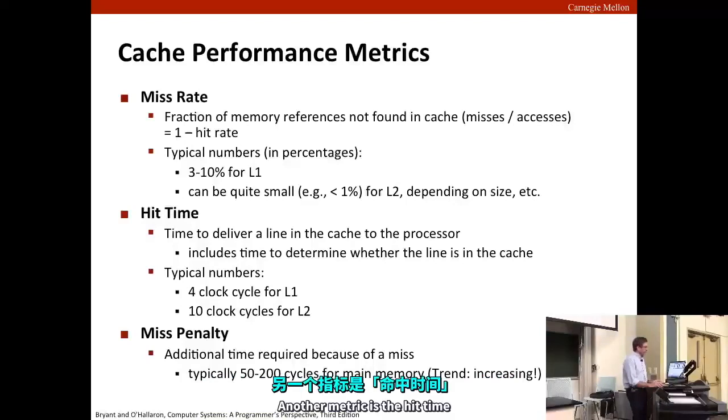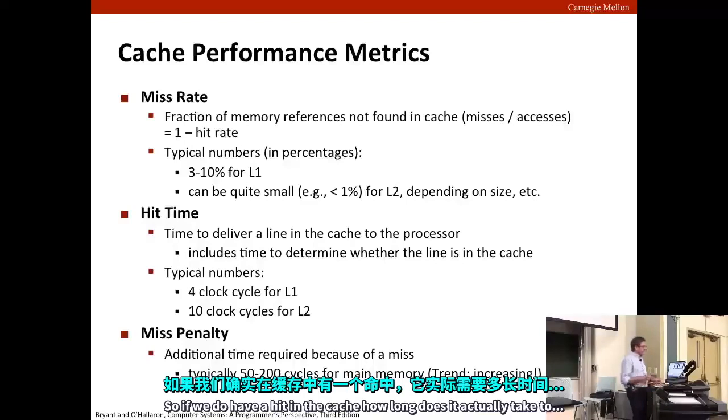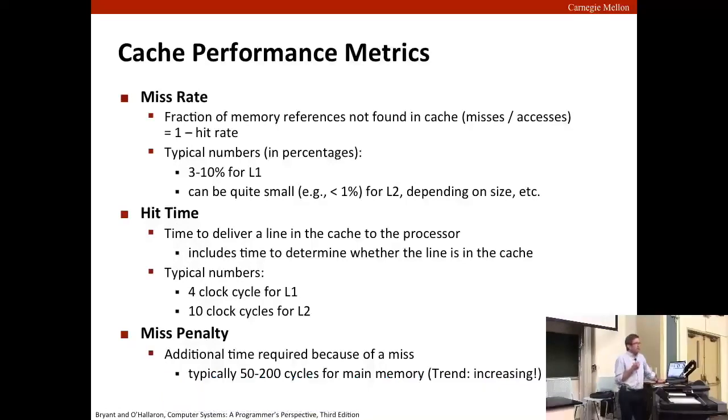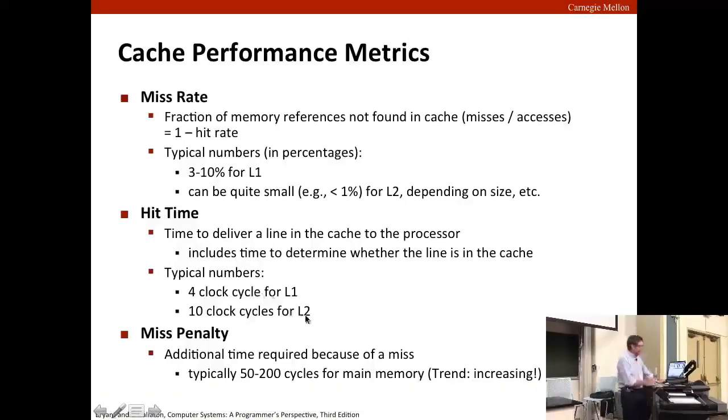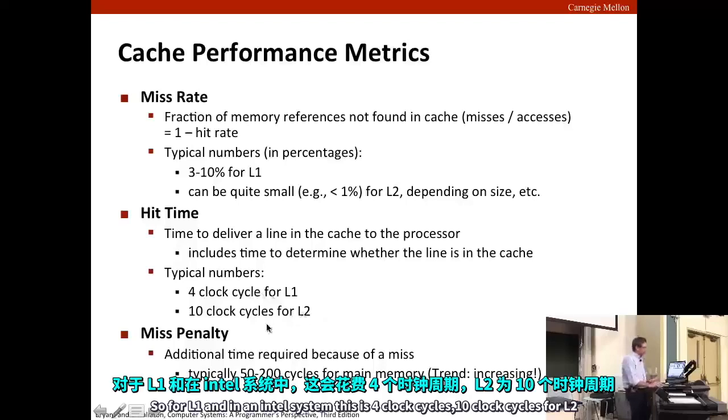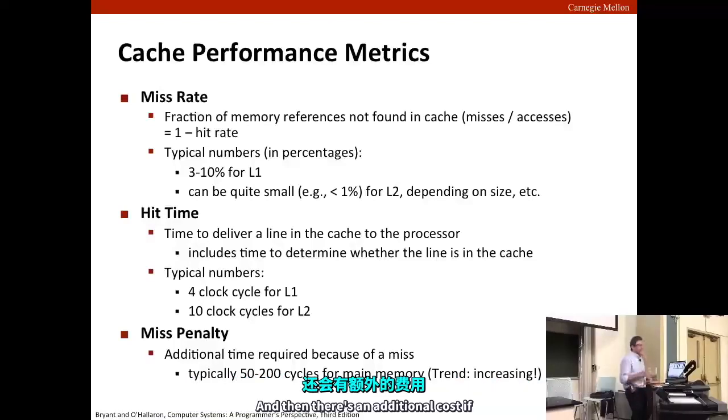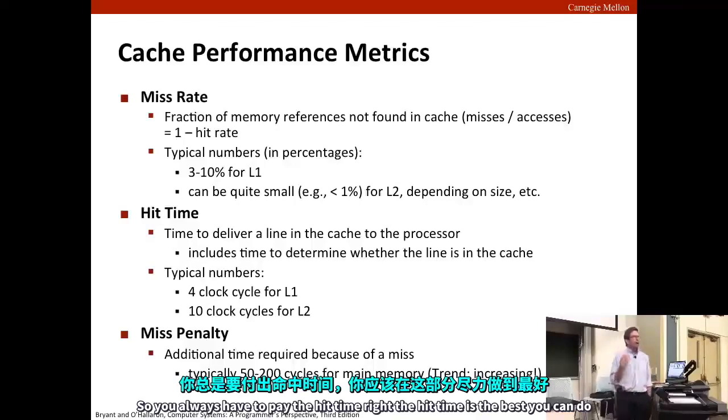Another metric is the hit time. So if we do have a hit in the cache, how long does it actually take to do the lookup to determine that there was a hit and then return the value? So for L1 in an Intel system, this is 4 clock cycles, 10 clock cycles for L2. And then there's an additional cost. So you always have to pay the hit time, right? The hit time is the best you can do.